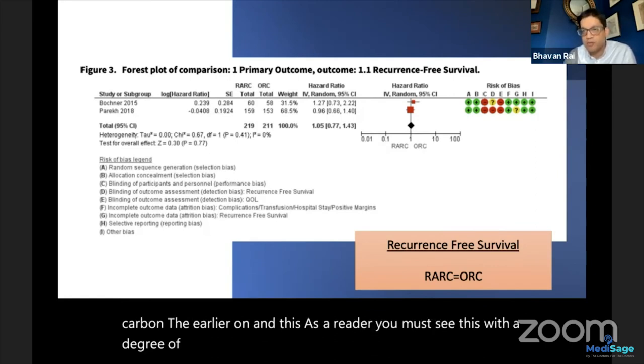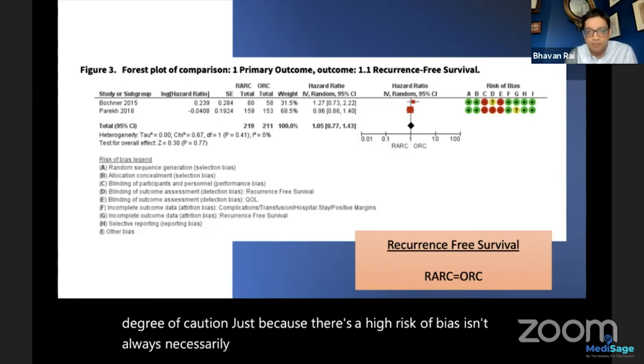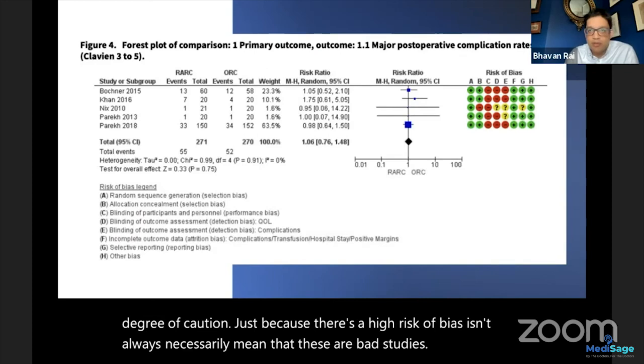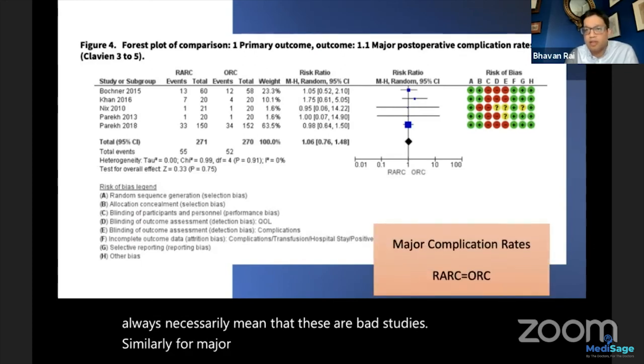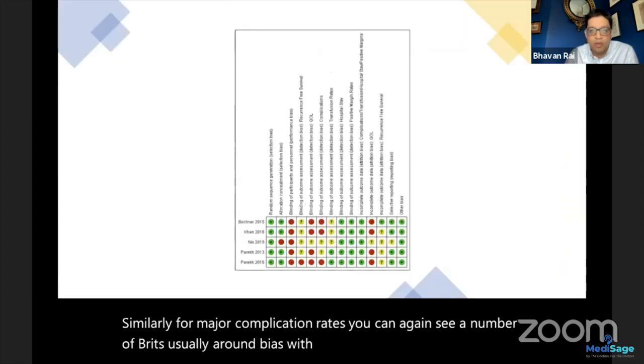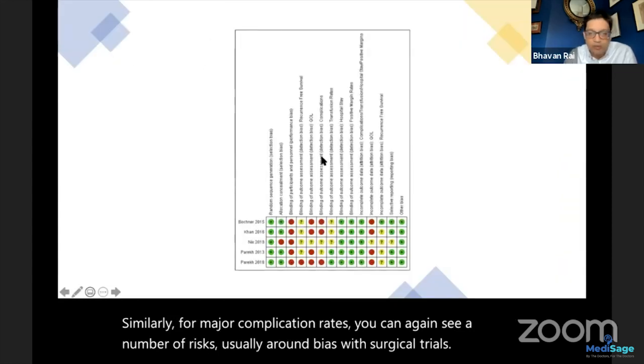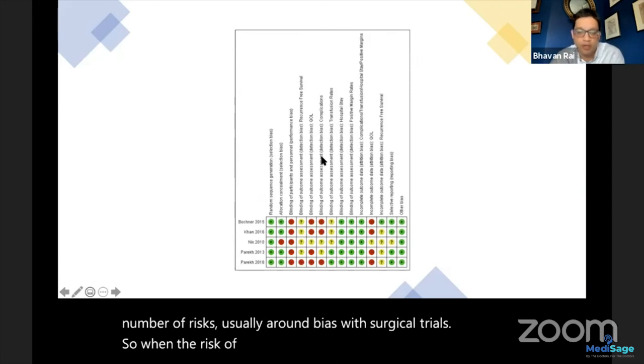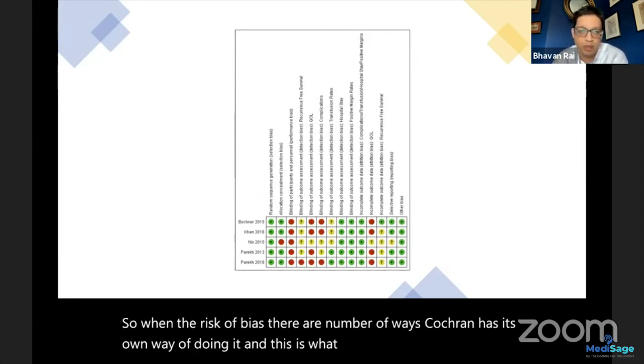Just because there's a high risk of bias, doesn't always necessarily mean that these are bad studies. Similarly, for major complication rates, you can again see a number of rates, usually around bias with surgical trials. So when assessing the risk of bias, there are a number of ways. Cochrane has its own way of doing it, and this is what we would recommend that you use.